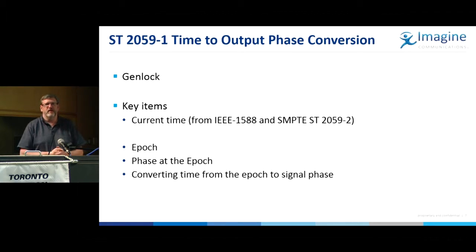So looking at our time to phase conversion, this is our Genlock. As Paul touched on, the key concepts for being able to implement Genlock are that I need to have an epoch, I need to define the phase at the epoch, and then I need some equations to convert time from the epoch to my different signal phases.